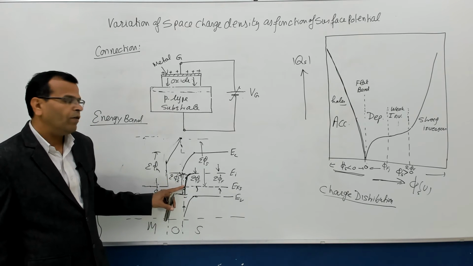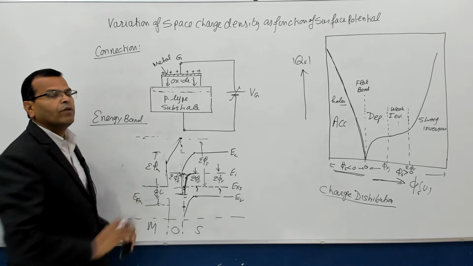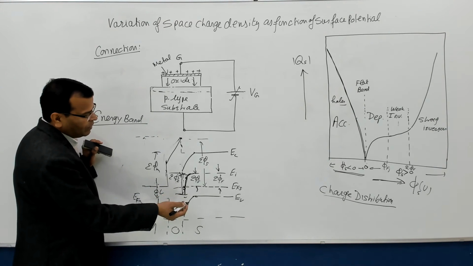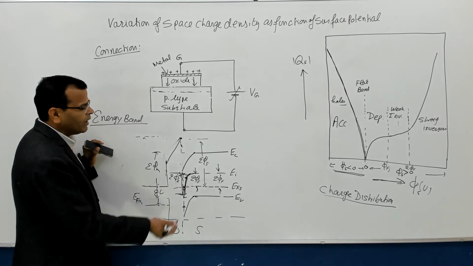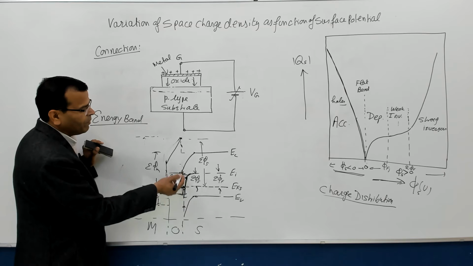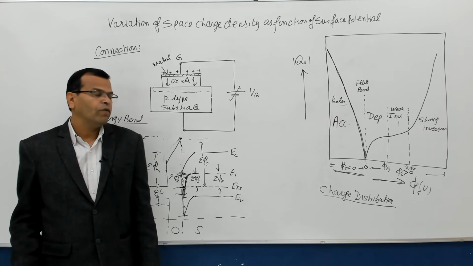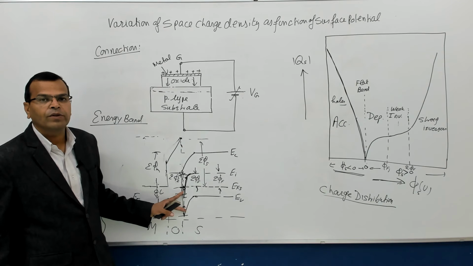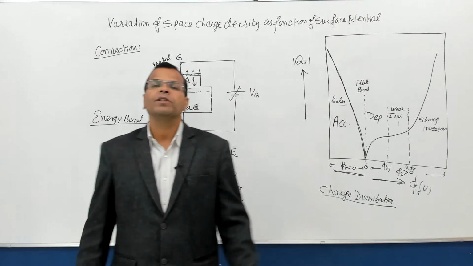When the intrinsic Fermi level falls below the actual Fermi level at the interface, your device enters into inversion mode. What is the meaning of inversion mode? You can see it is falling below the actual Fermi level at the interface. Here this is the actual Fermi level, this is the conduction band. So the conduction band comes closer to the Fermi level as compared to the valence band. That is known as inversion. Why? Because the concentration of electrons will be more as compared to the concentration of holes. So there will be accumulation of electrons. That mode of operation is called inversion mode.